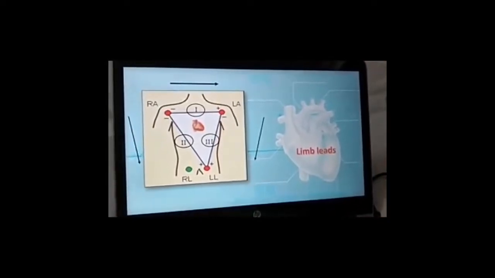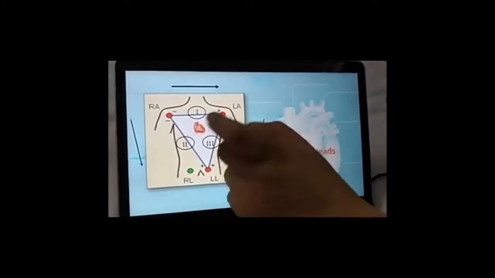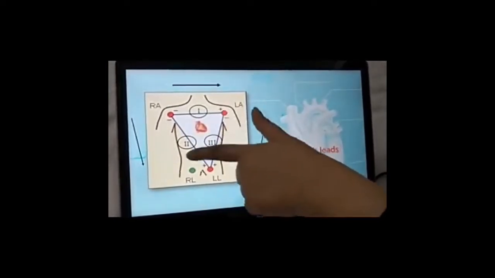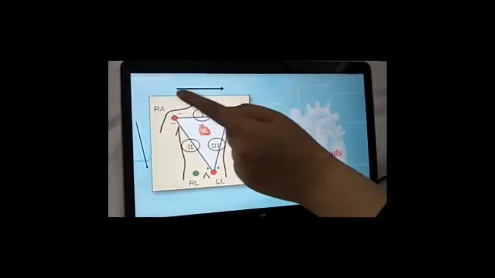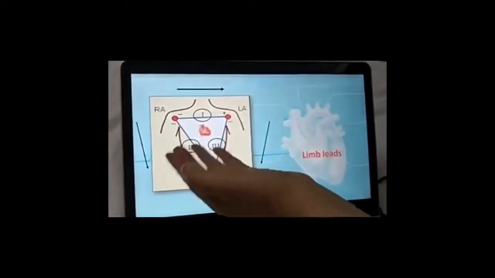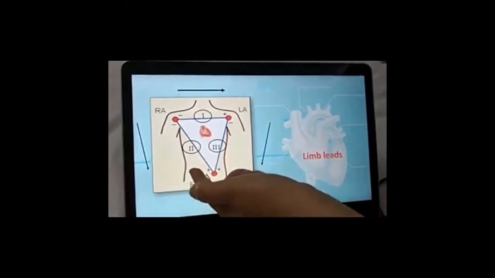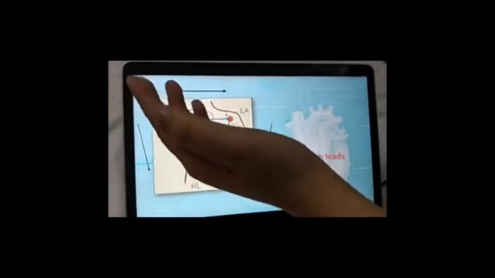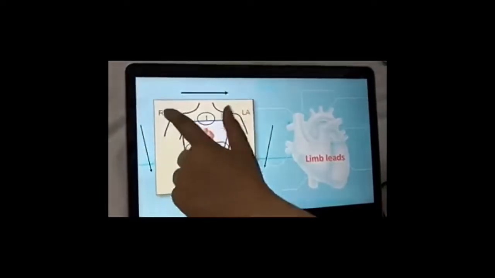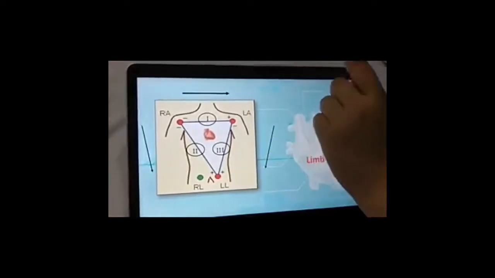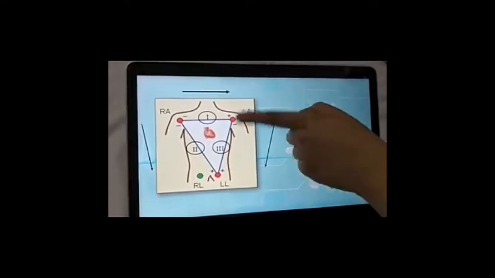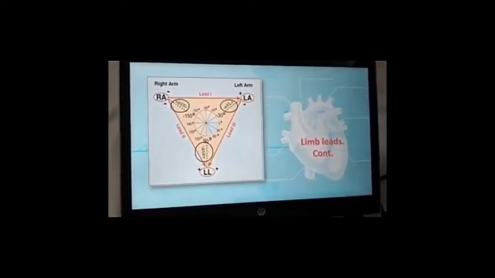Starting with the limb leads, we have 3 important limbs: our right arm, left arm, and left leg. And here are the first lead, second lead, and third lead. The first lead is the voltage between the right arm and the left arm, so from the negative pole to the positive pole. The second lead is also from the negative pole to the positive pole, so from the right arm to the left leg. The third lead is also from the negative pole to the positive pole, so from the left arm to the left leg.